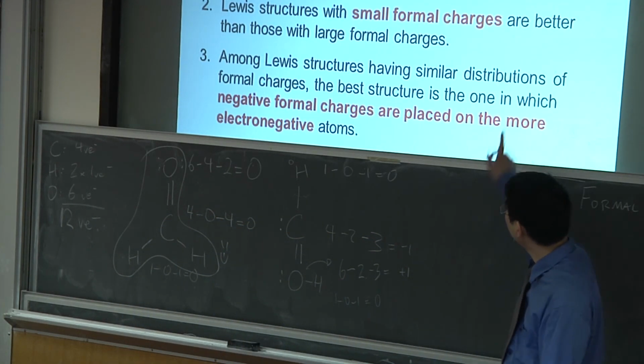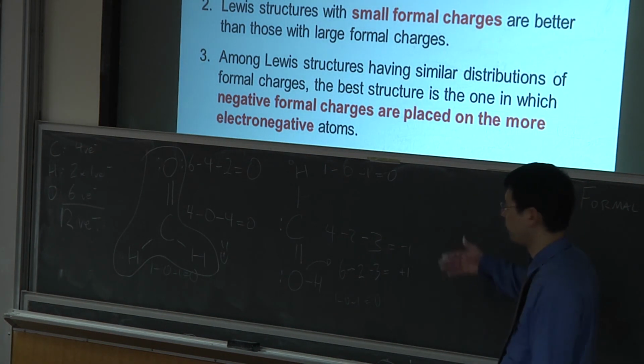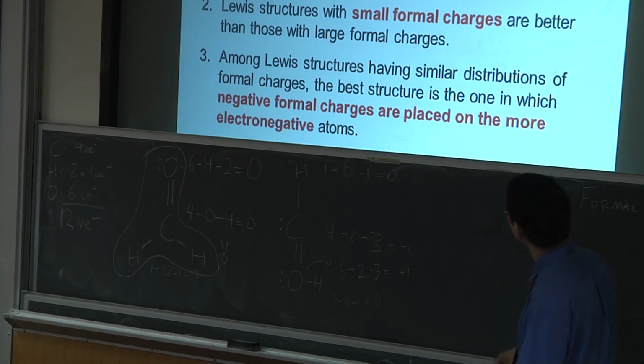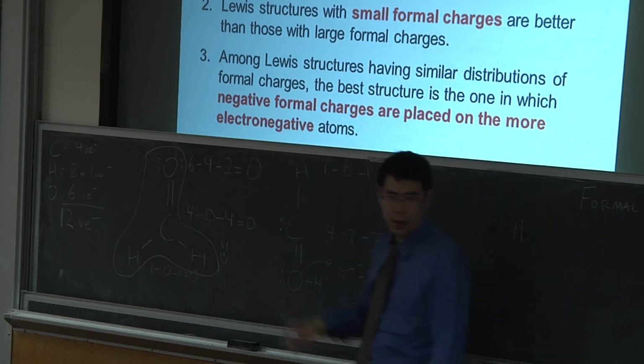And if you have Lewis structures that have similar distributions of formal charge, like if you have two structures, both of them have a plus 1 and minus 1, the best structure is the one where the negative formal charges are on the electronegative atoms.